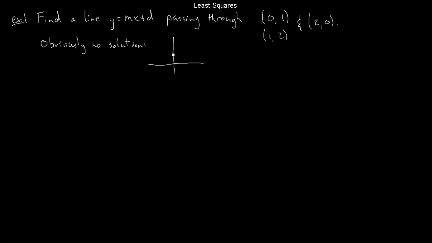Well, if you plot those points (0, 1), (1, 2), and (2, 0), there's no line that passes through those 3 points. They're not lying in the same line. But you can still ask, what's the line that's closest to passing through them, in the sense of least squares, in the sense that the sum of the squares of the distances from those points to the line should be the smallest possible. So what is the closest approximate line? What is the least squares approximation to a line that passes through those 3 points?